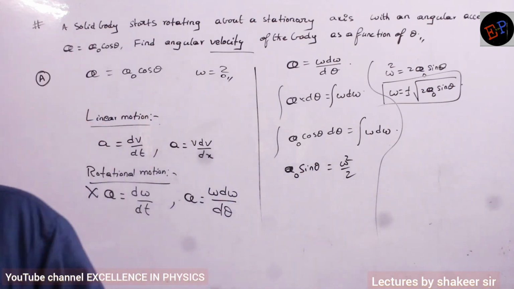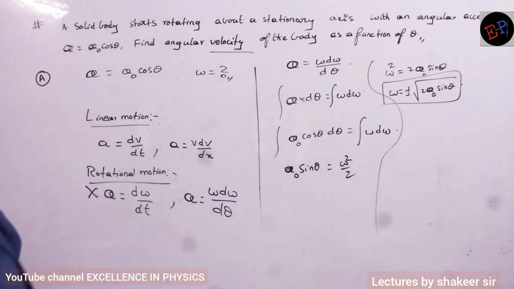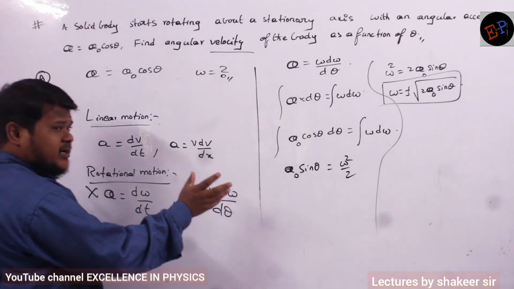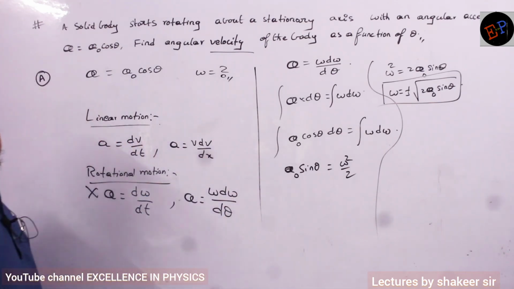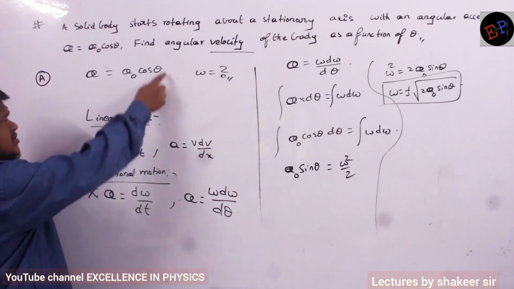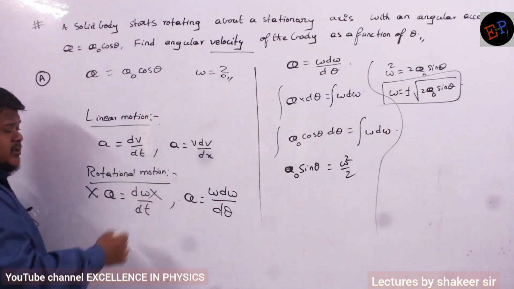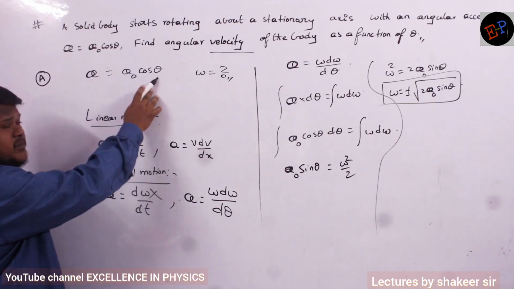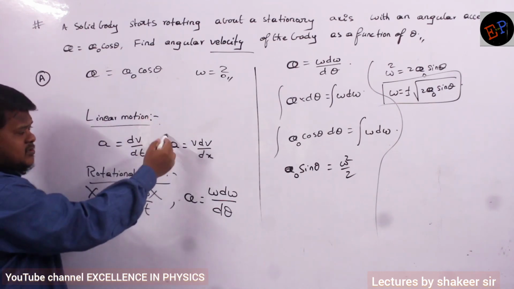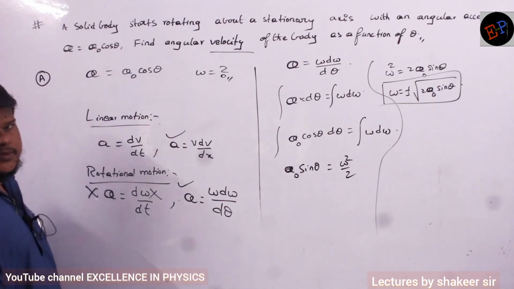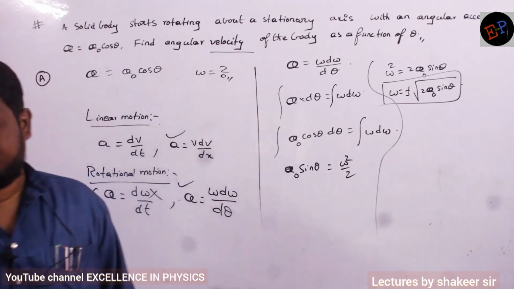That's it. Very simple. So the point is that which equation you are selecting is very important. Here in this equation, alpha is not depending on time, so this equation you cannot use. Alpha is dependent on displacement, angular displacement. So this equation only you are supposed to use. Clear? That's it.